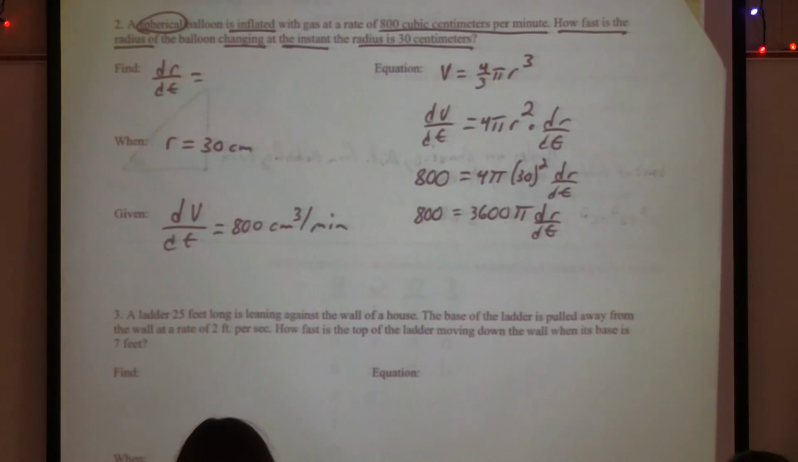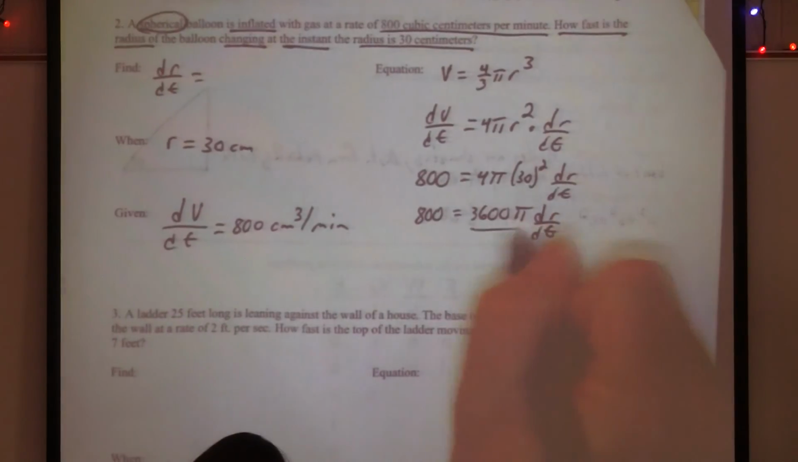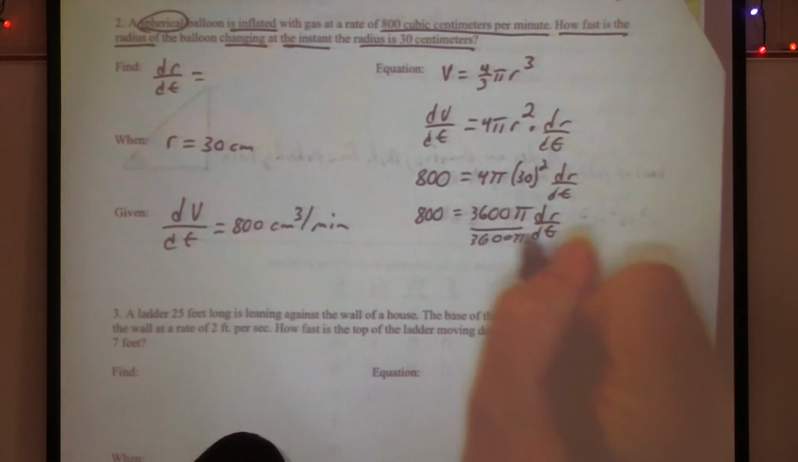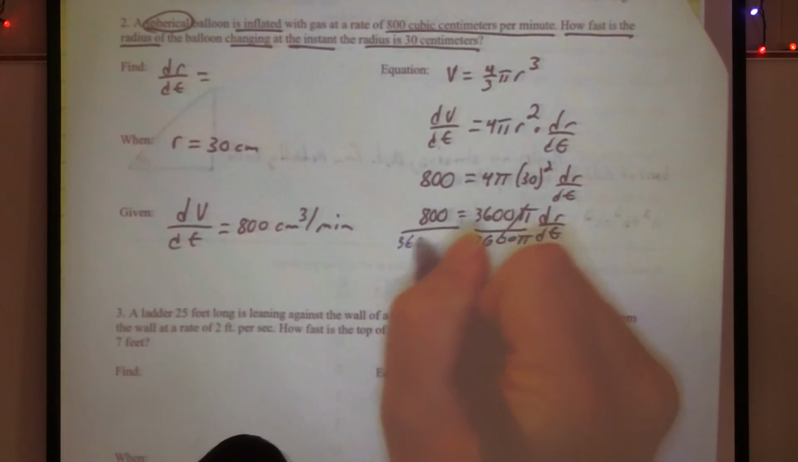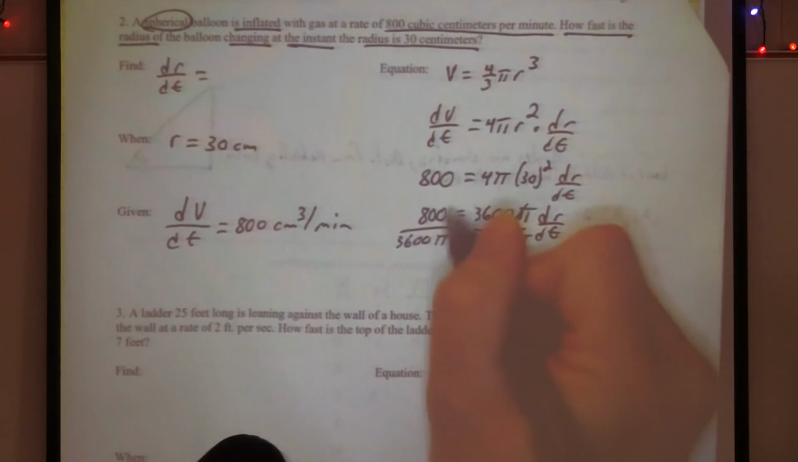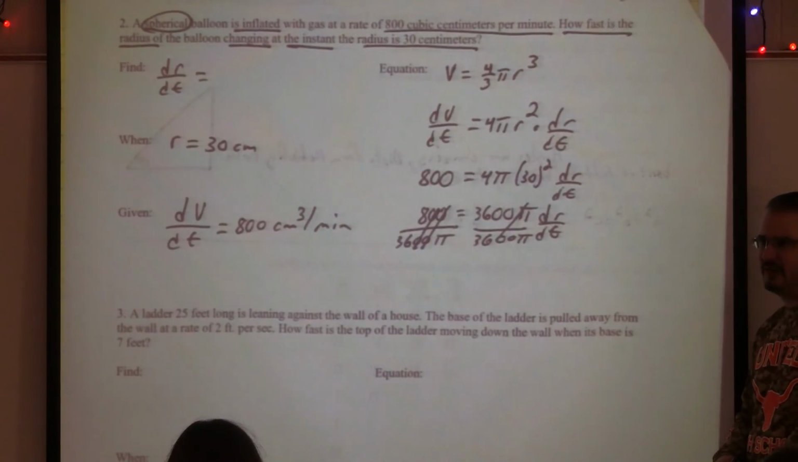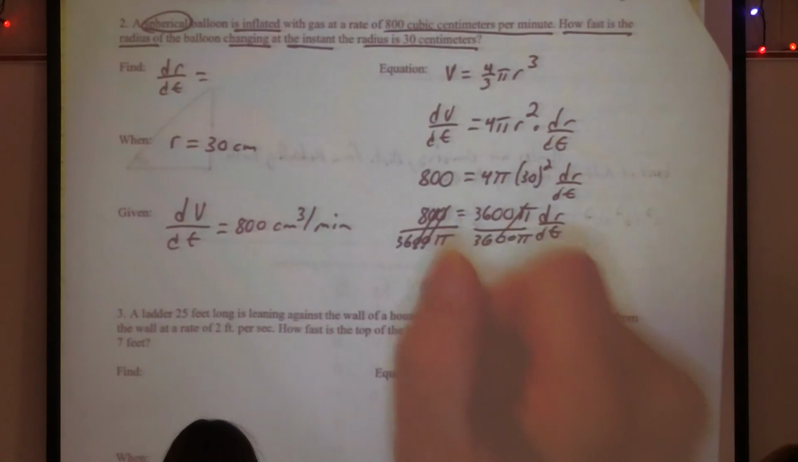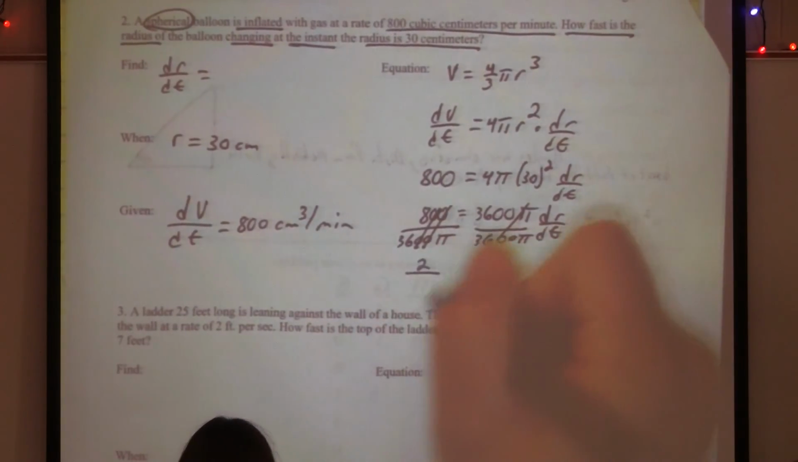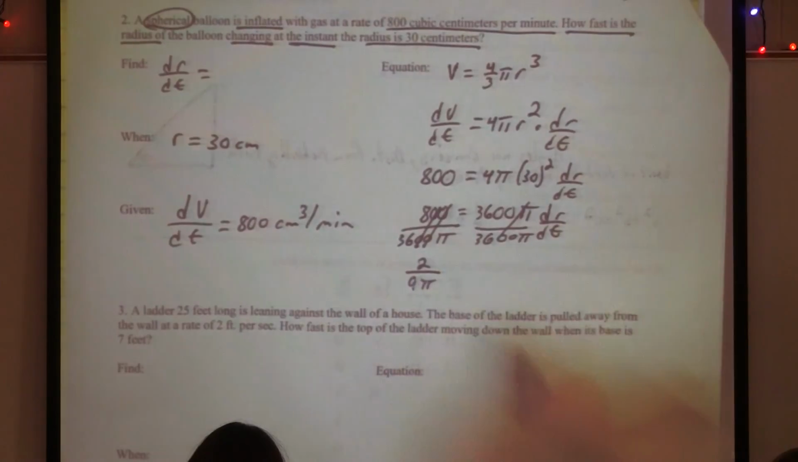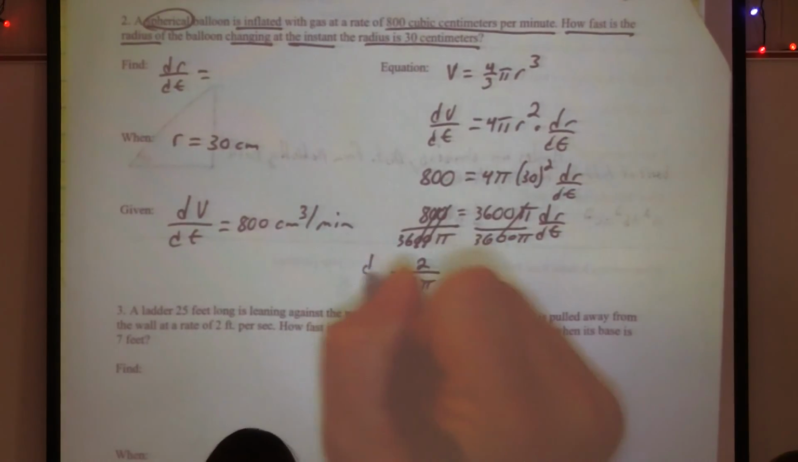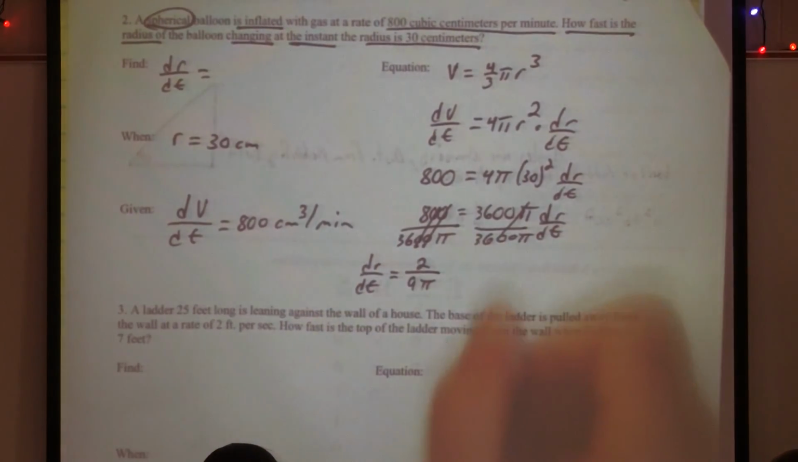And now how can I get the dr/dt by itself? Divide, right, by the 3600 pi? So we can cancel out these zeros and just think of it as being 8 over 36. And is there something that goes into 8 and also into 36? 4. How many 4s go into 8? So 2 over 9 pi. And that's equal to dr/dt. And what would be the units?